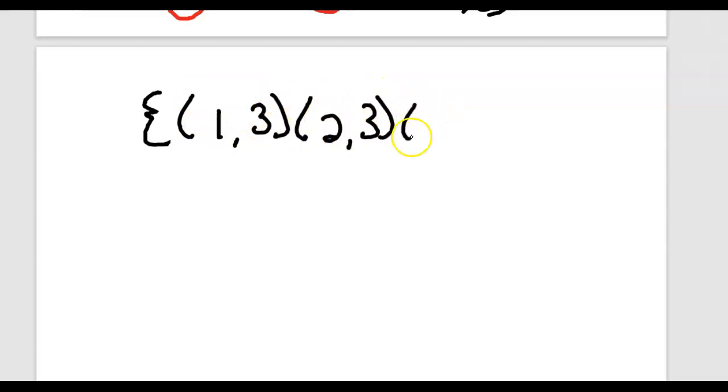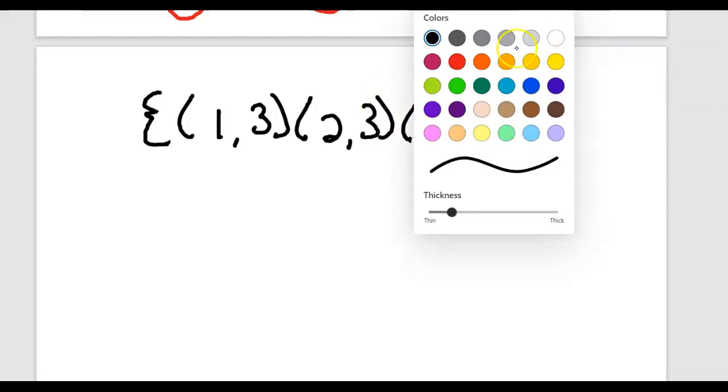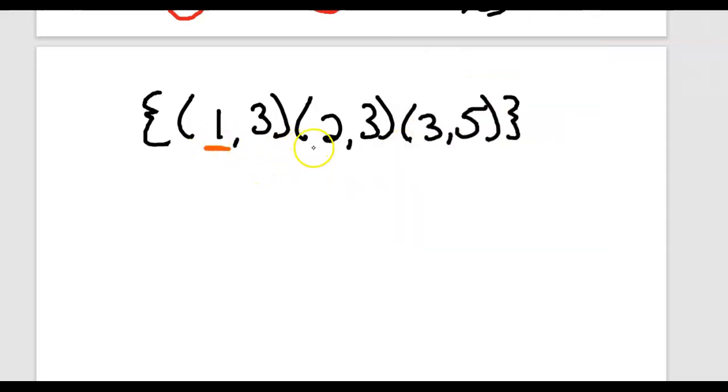Let's look at one where it is a function. If we have (1, 3), (2, 3), and (3, 5). Remember that whenever I'm trying to determine if it's a function or not, I'm strictly looking at the x values. I don't care if these y values repeat or not. I'm strictly looking at these x values. These x values are not repeating, so yes, this one is a function.